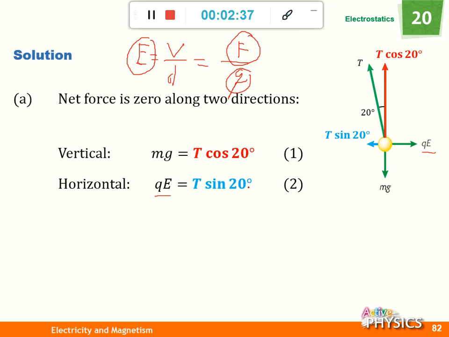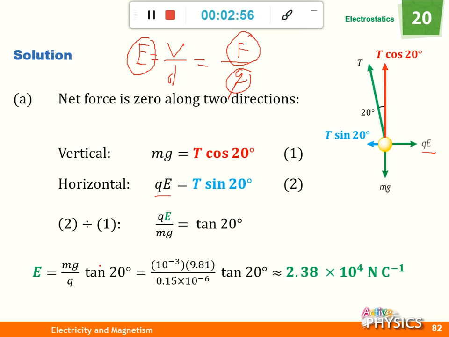Afterwards, we have equation 1 and equation 2. Then what should we do? Using mathematical skills, divide it. Equation 2 divided by equation 1, then you can get tangent 20 degrees equals this. Because in this question we want to find out the field strength, you know that m, g, Q, and the angle. Then you can find it out.